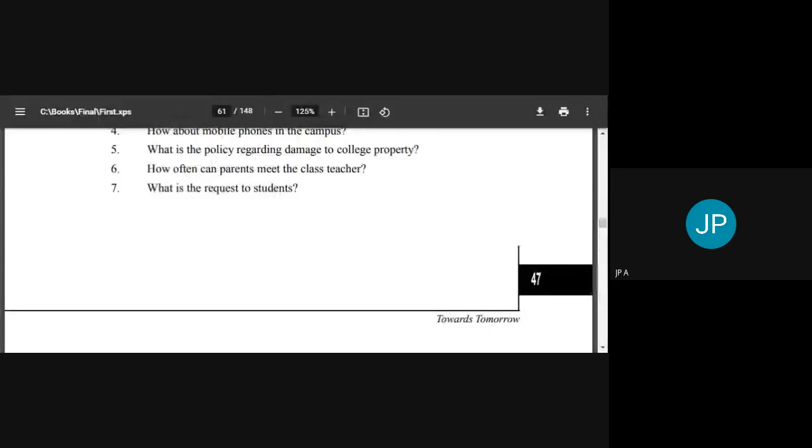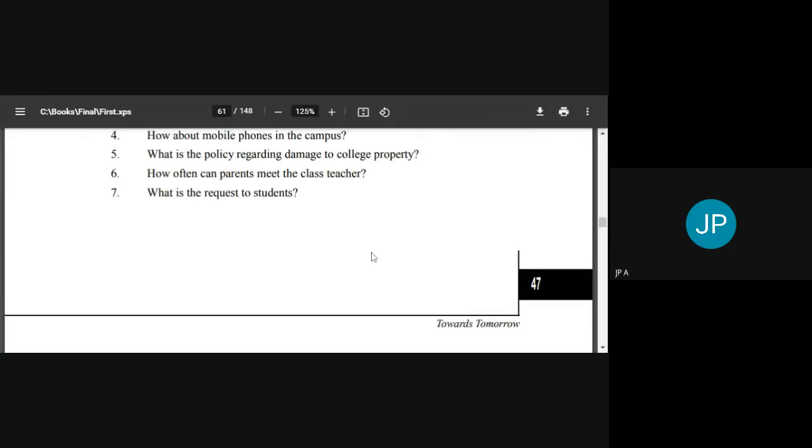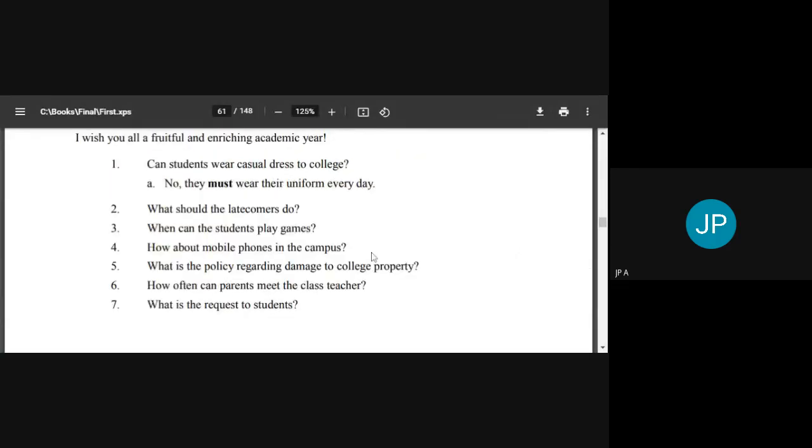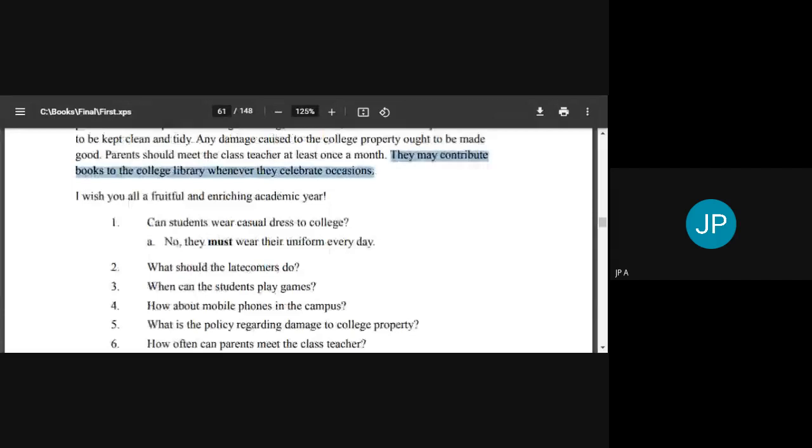So all the others are obligations. Only the last one is a suggestion or a request. The only statement which is very mild is the last one. What is the suggestion or the request to students? They may contribute books to the school library whenever they celebrate occasions.